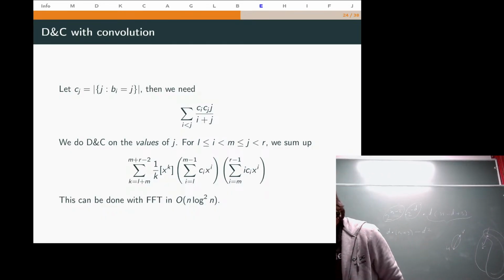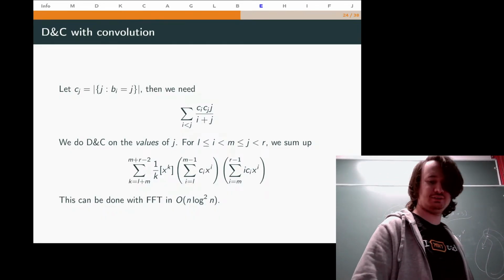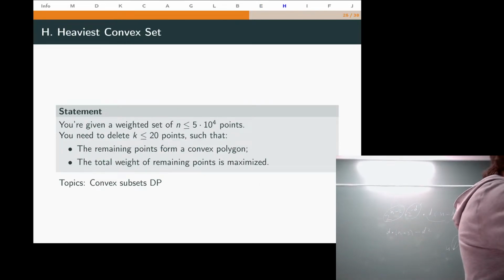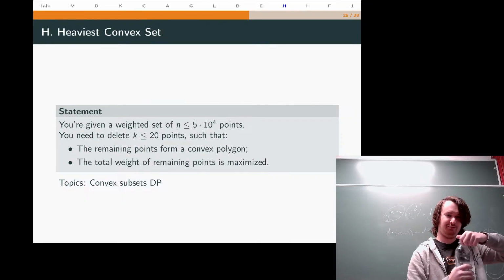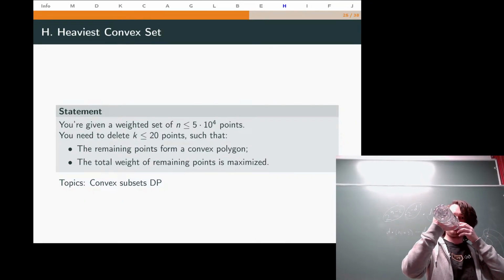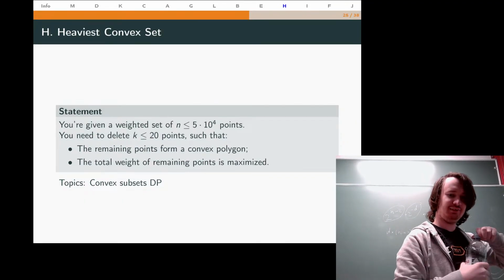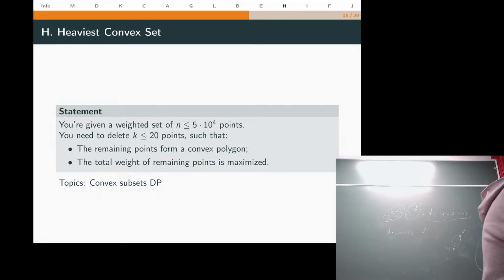So let's move to the next problem now. Yeah, this problem looks a bit annoying.